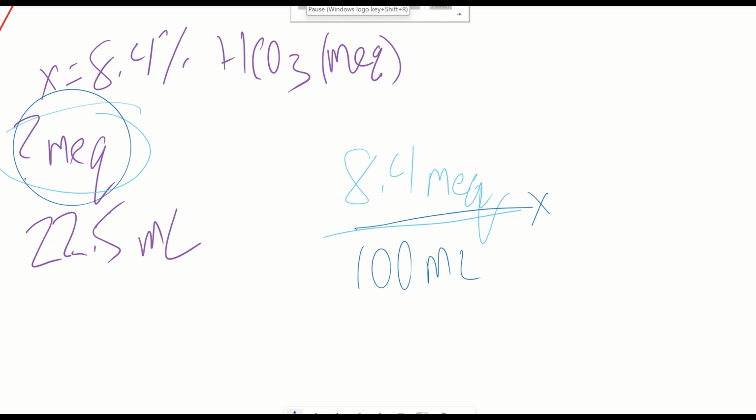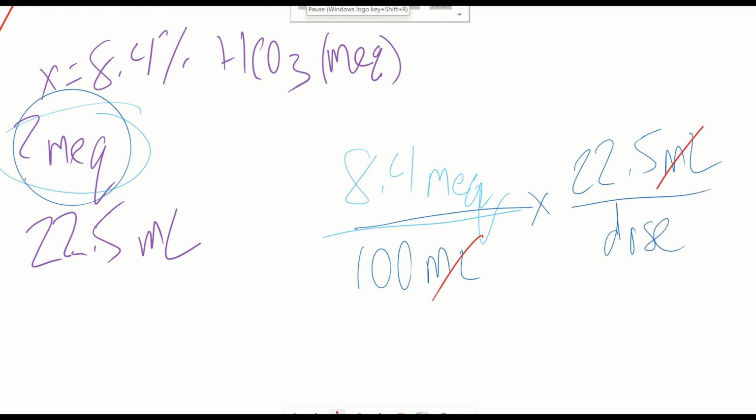So 22.5 mLs is the dose. Equals the dose. So what does that mean? The mLs cancel, so I get 8.4 times 22.5 divided by 100. What is that? 1.89. Is that true? Everybody get 1.89? 1.89 MEQs. How the heck do you round MEQs?